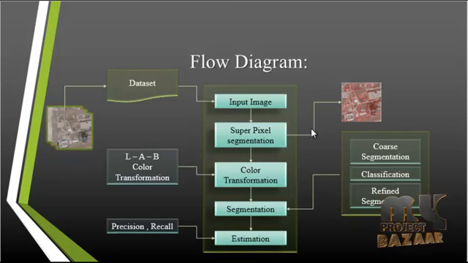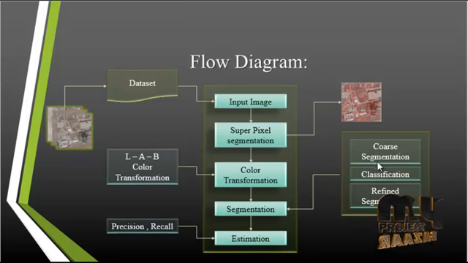After getting the superpixel segmentation result, the color transformation is done. In the color transformation, the image is transformed into the LAB color space. The LAB image is obtained from the color transformation. From this color transformation, we have to segment the image.